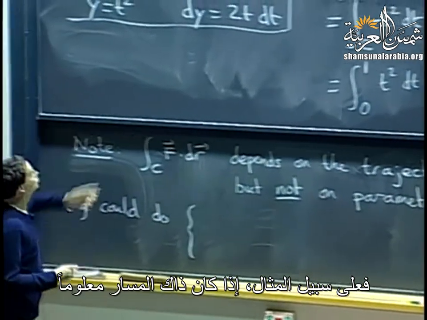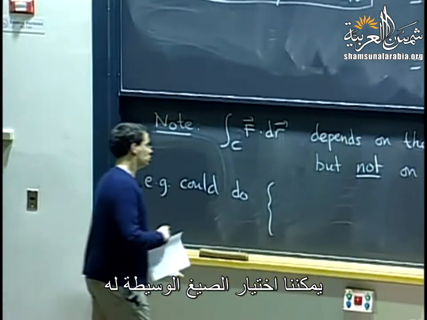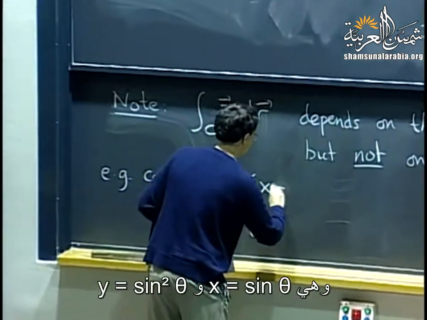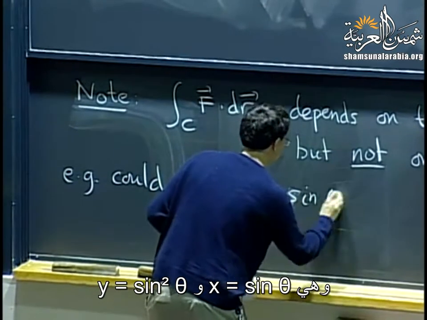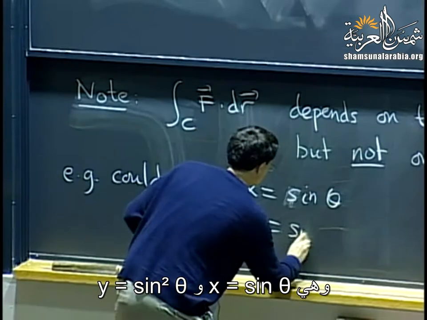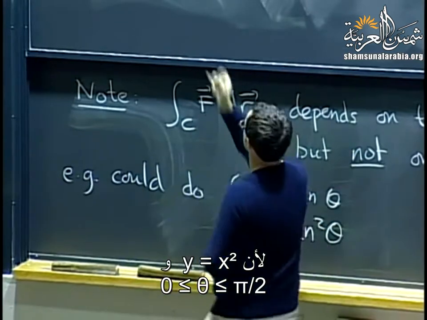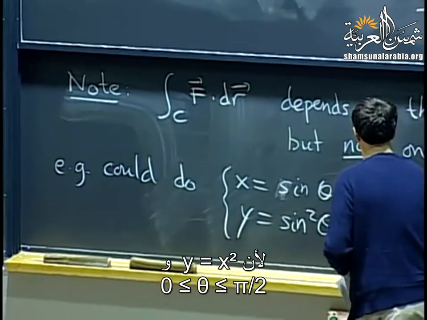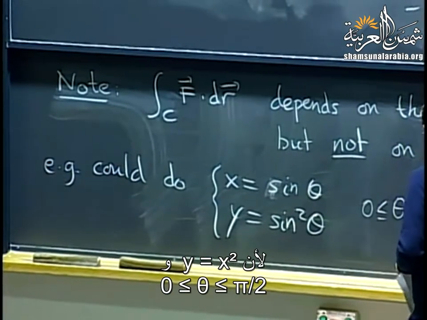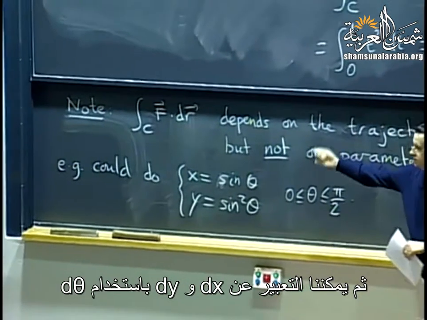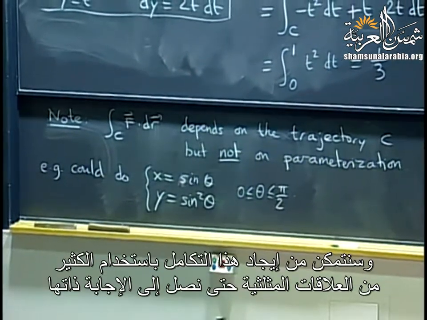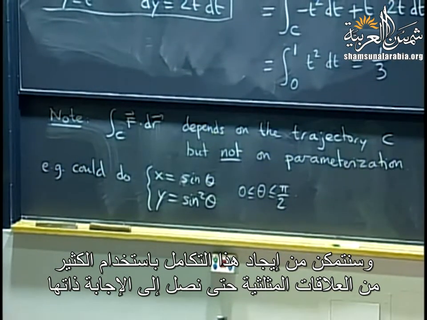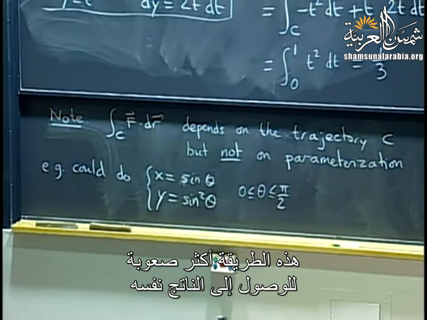is, when you know that you have that trajectory, you could also choose to parameterize it as x equals, say, I don't know, x equals sine theta, and y equals sine square theta, because y is x squared, where theta goes from 0 to pi over 2. And then you could get dx and dy in terms of d theta, and you'd be able to do it with a lot of trig, and you would get the same answer. So that would be a harder way to get the same thing.